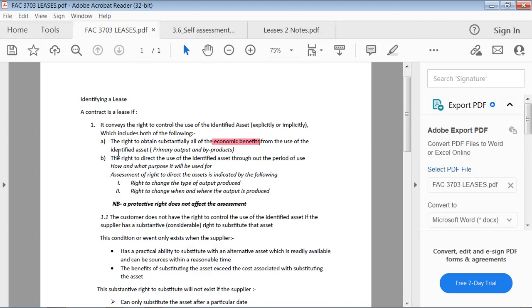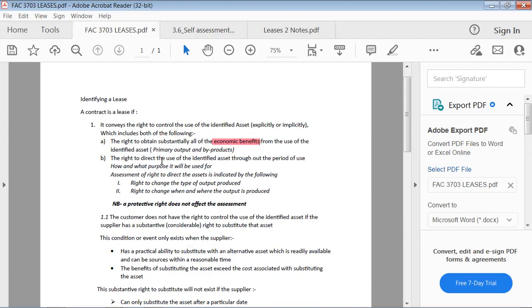And then number two, we spoke about the right to direct the use of the identified asset throughout the period of use, how and for what purpose it will be used. So the right to direct how it is used. The first one was economic benefit. The second one is direction of use.